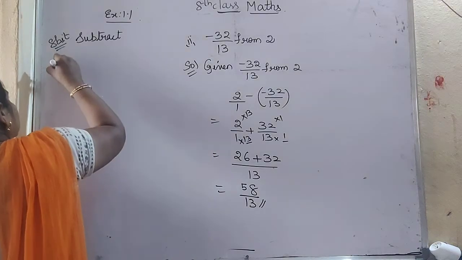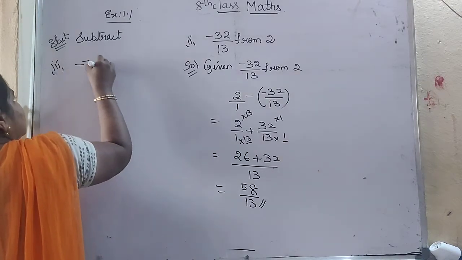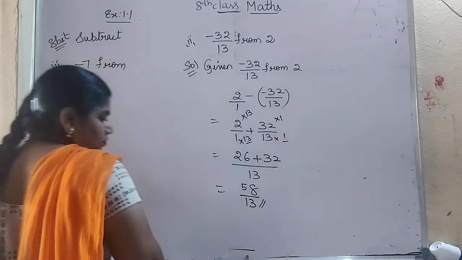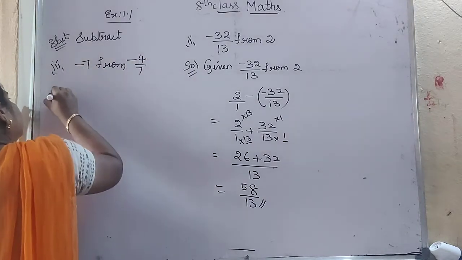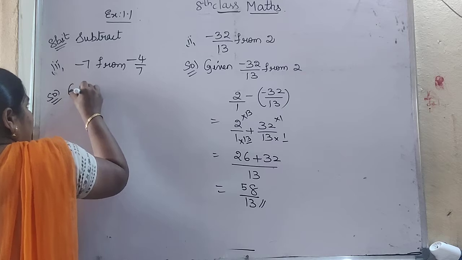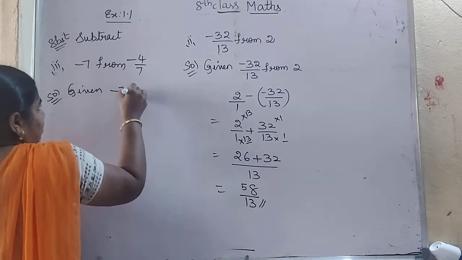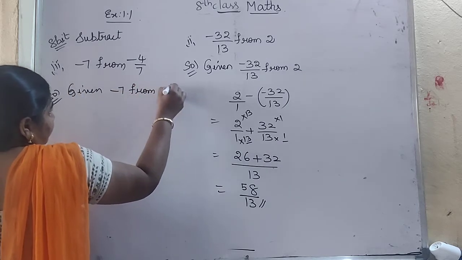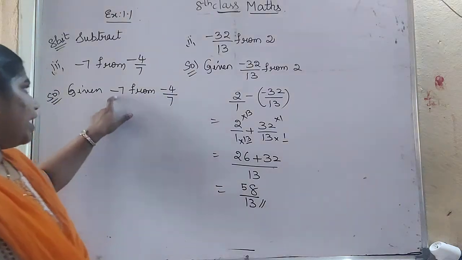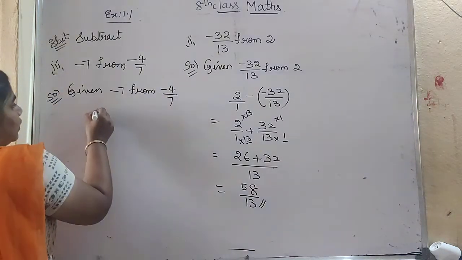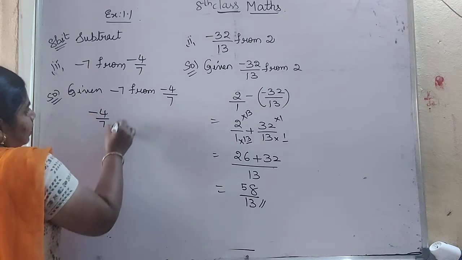Third is minus 7 from minus 4 by 7. Given minus 7 from minus 4 by 7. So from this number we have to subtract minus 7. So that will be minus 4 by 7.